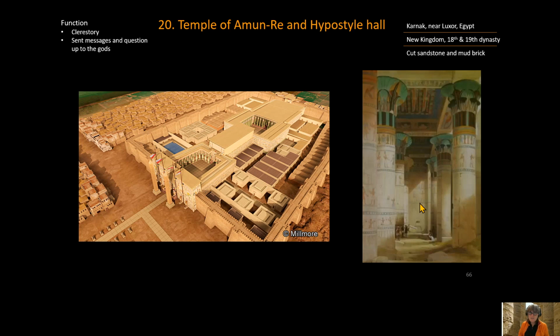In terms of function for the clerestory, but not function for the whole temple of Amun-Re, the clerestory function is that not only does it let in light, but it allows messages to be sent up to the gods, and then hopefully the gods will respond with an answer to the priests. Here would be right here that clerestory.